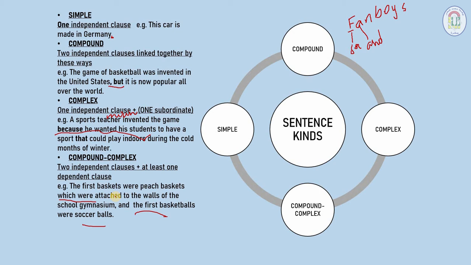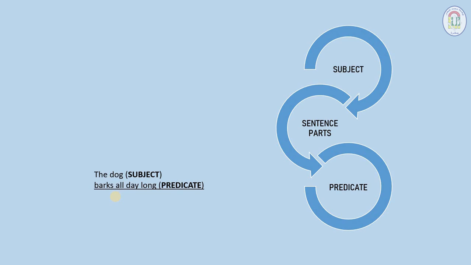So all of them, we have two independent and one dependent or subordinate clause, or we can also call it a relative clause. Now we move to the subject and predicate. They are normally the parts of the sentence. So in the sentence I can have two parts. Part number one is the subject, part number two is the predicate. What to say about the subject, what to add to the subject, is all called the predicate.